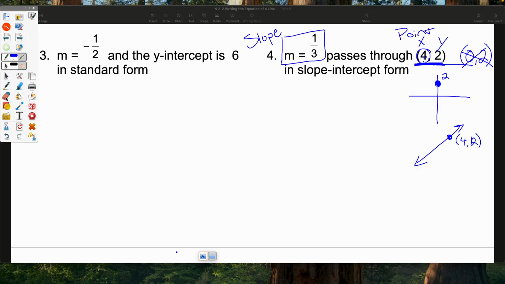Okay, I'm going to introduce a new one to us right here. This is going to be called, once again, we are very clever with our names for formulas. I have a point along my line right here, and I have a slope. What do you think this one's going to be called? Point slope form.